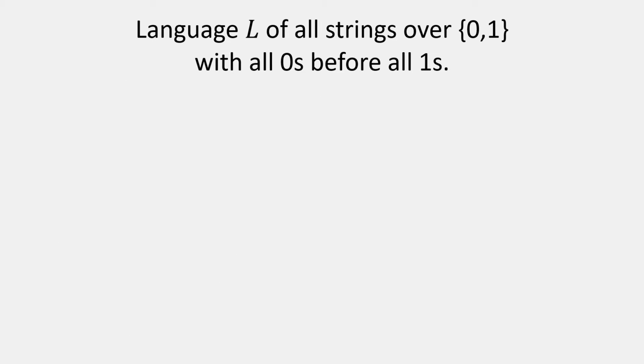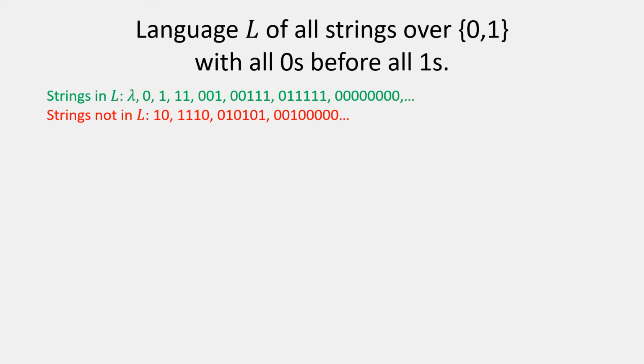So let's look at the language of all strings over 0, 1, binary strings, but now with the additional restriction that they have zeros before ones. So what kind of strings are in this language? Well, the empty string is in the language. It has no zeros, it has no ones, there is nothing to contradict having all zeros before all ones. Strings with only zeros or only ones are in the language, and then any string that has a bunch of zeros followed by a bunch of ones, all of them will be in the language.